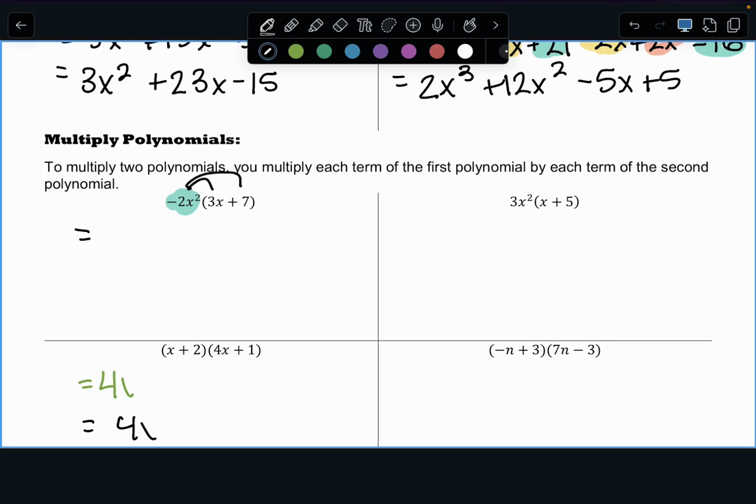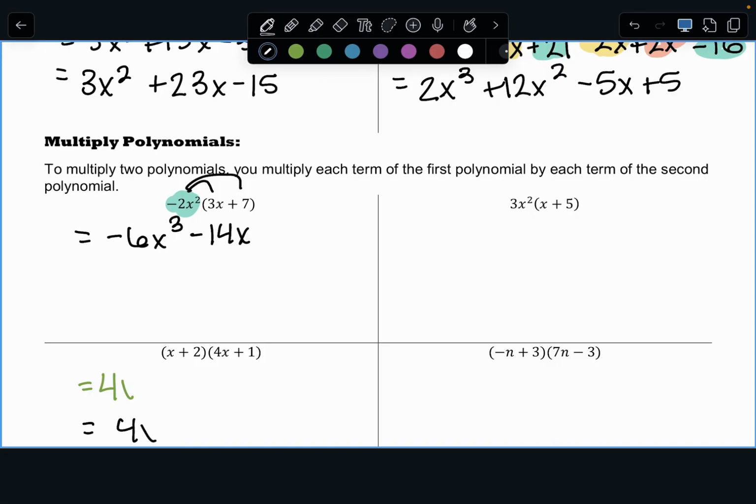Distribute, yeah. Negative 2x squared times 3x is negative 6x cubed. And then 7 times negative 2x squared, negative 14x squared.